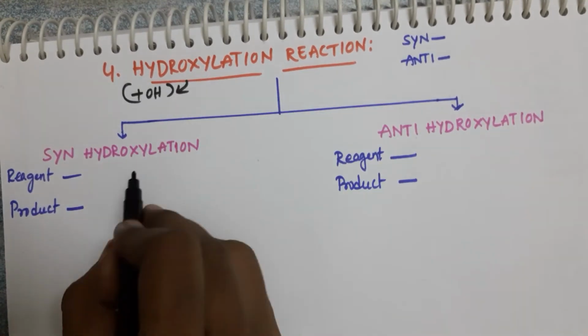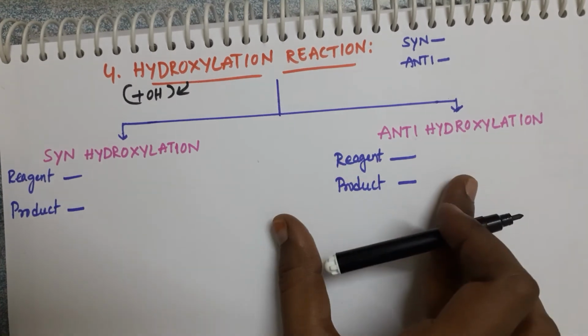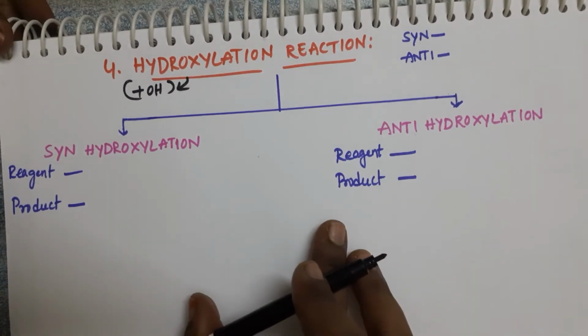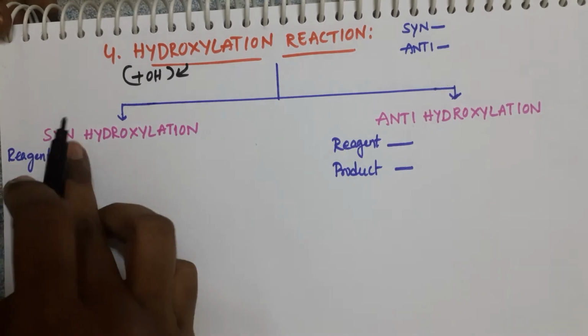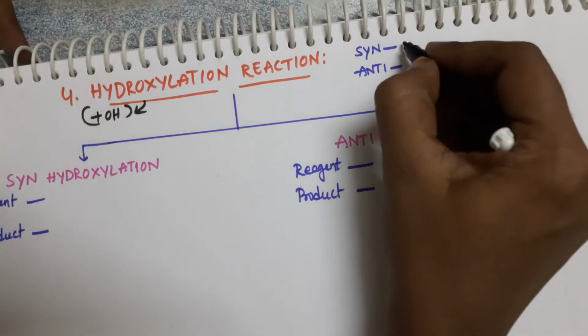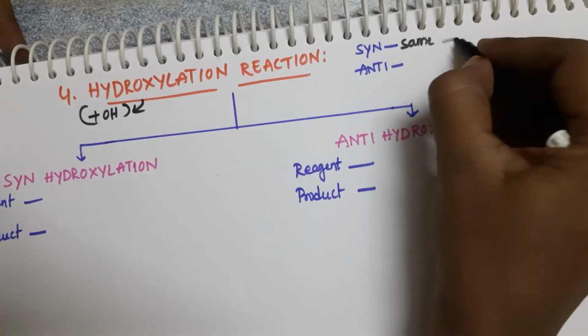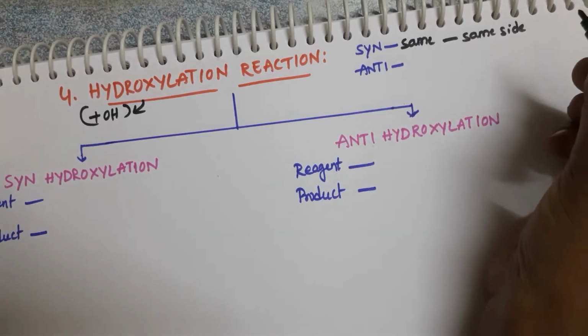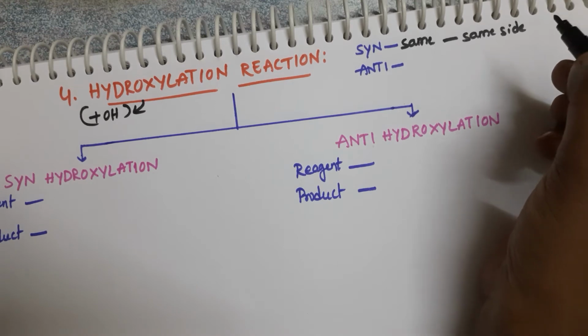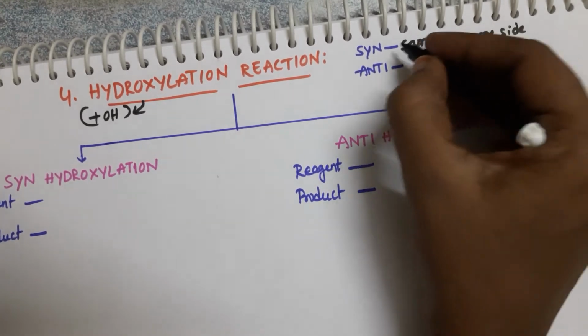Here we have two types of hydroxylation reaction. The first one is syn hydroxylation, the second one is anti-hydroxylation. What is syn? What is anti? See, syn means the same groups are present on the same side. If two groups are present on the same side, then it is syn.